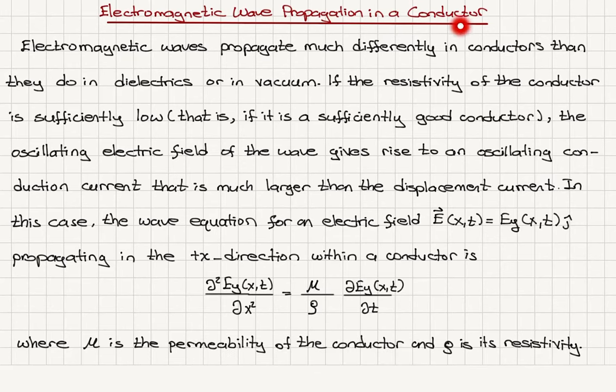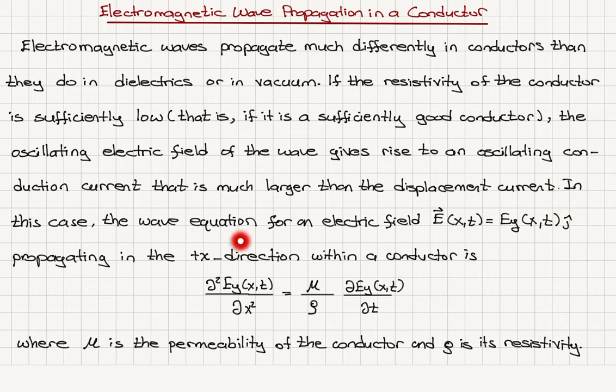Electromagnetic wave propagation in a conductor. Electromagnetic waves propagate much differently in conductors than they do in dielectrics or in vacuum. If the resistivity of the conductor is sufficiently low, that is, if it is a sufficiently good conductor, the oscillating electric field of the wave gives rise to an oscillating conduction current that is much larger than the displacement current.